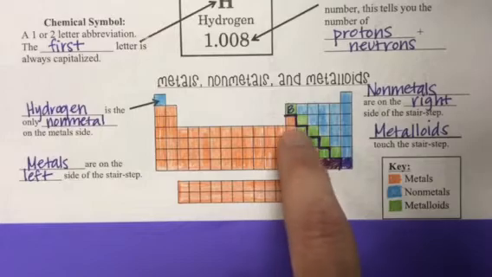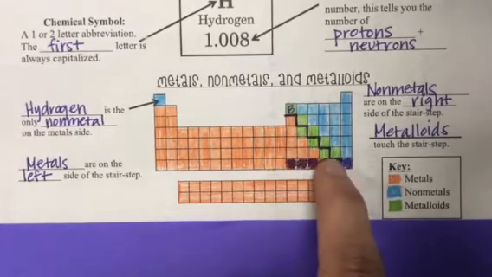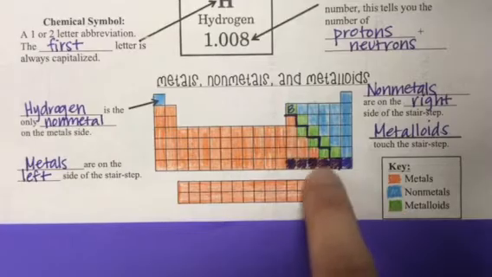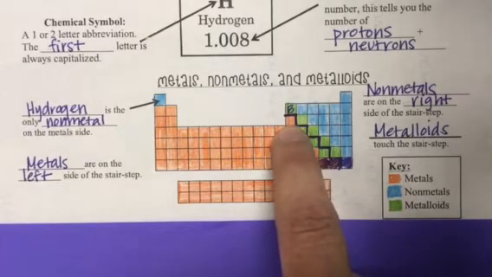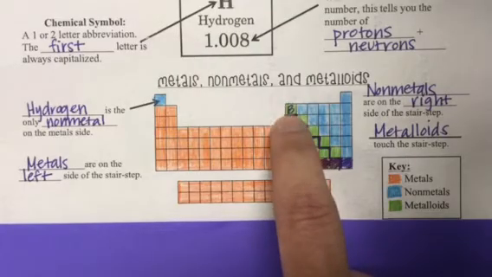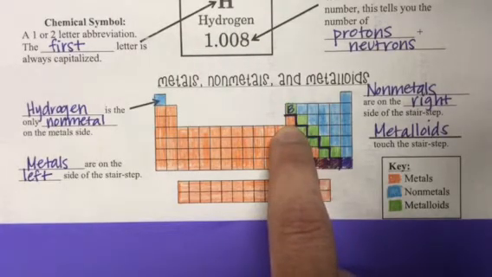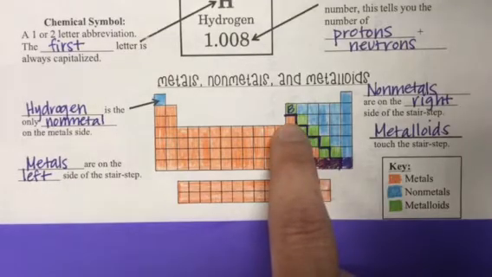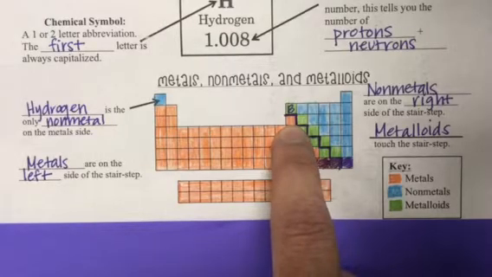So all the elements along this stair step that are touching this stair step are color-coded green. Those are metalloids. They have properties of both metals and non-metals. The only one that is touching the stair step that is not a metalloid is the one right under boron, aluminum. And aluminum, we know of aluminum foil. So that one's an easy one to remember, that that is a metal. So it is color-coded orange because aluminum is a metal. So you might get the question a lot, which element is touching the stair step that is not a metalloid? And that is going to be aluminum.